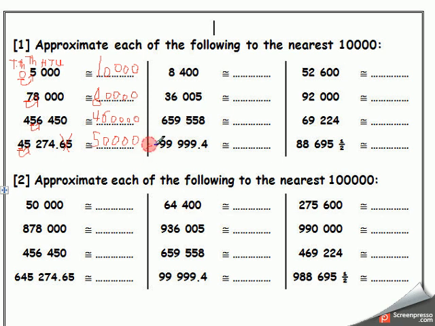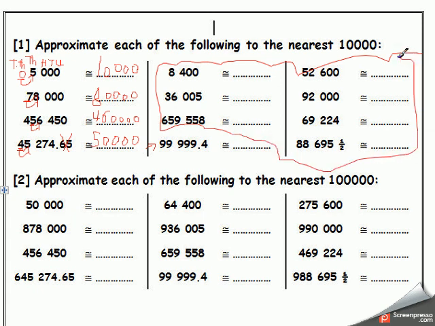I will solve this example, and you will complete the other examples. I will send you a sheet containing all of these examples. You solve these examples on your own. I solve this example only.